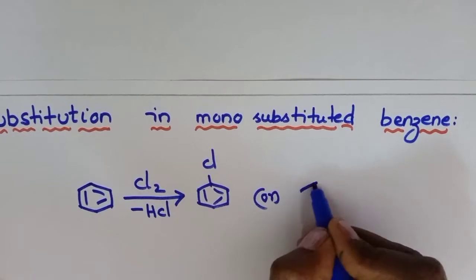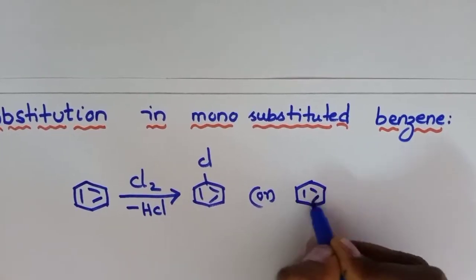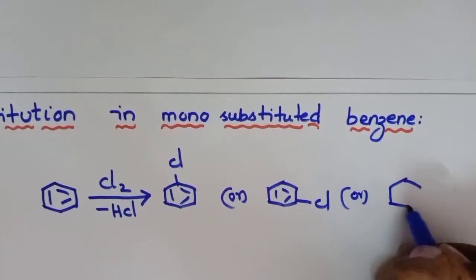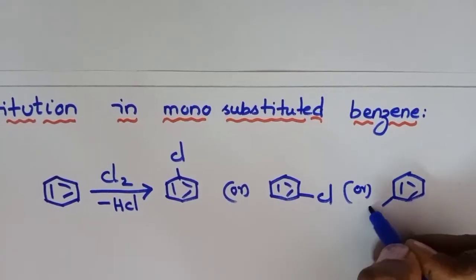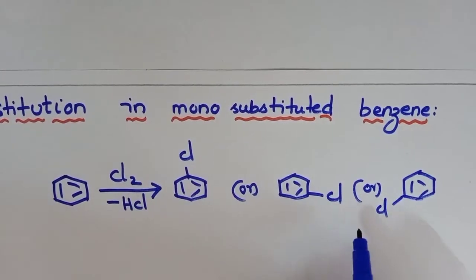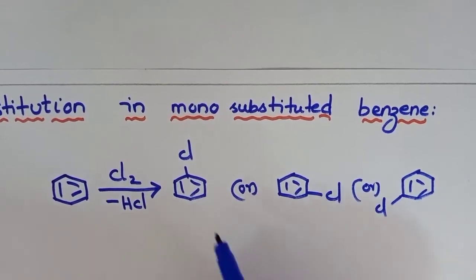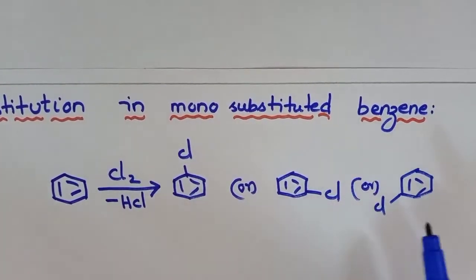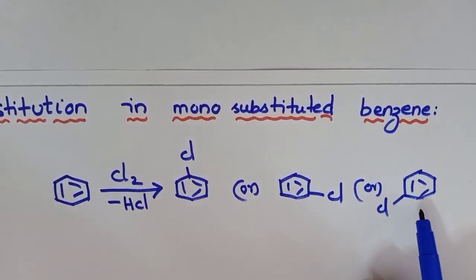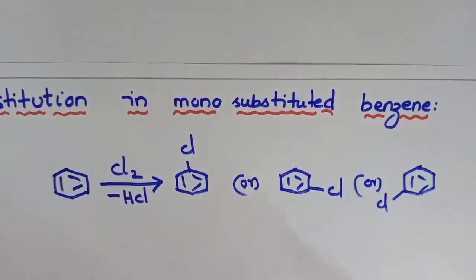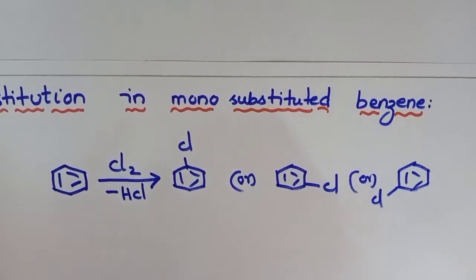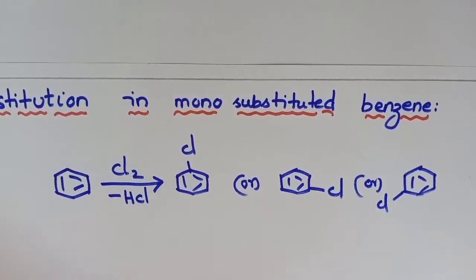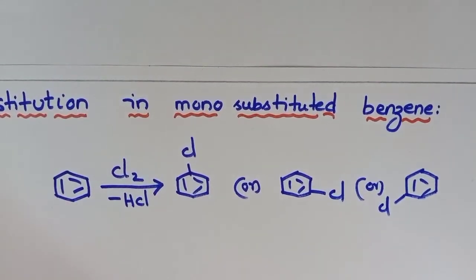For example, I will show you. It can come here, or it can come here. Anywhere it can come and be substituted in the place of hydrogen. So this is chlorobenzene, and this is also chlorobenzene. So there is no specificity like chlorine should come and get substituted here only. That is in the case of monosubstituted benzene.